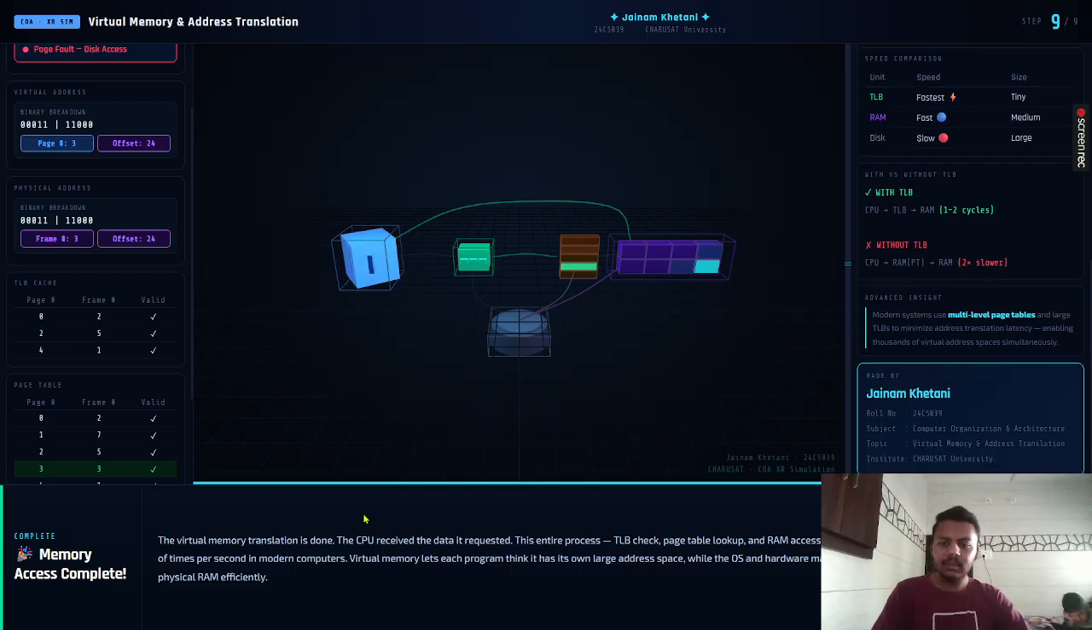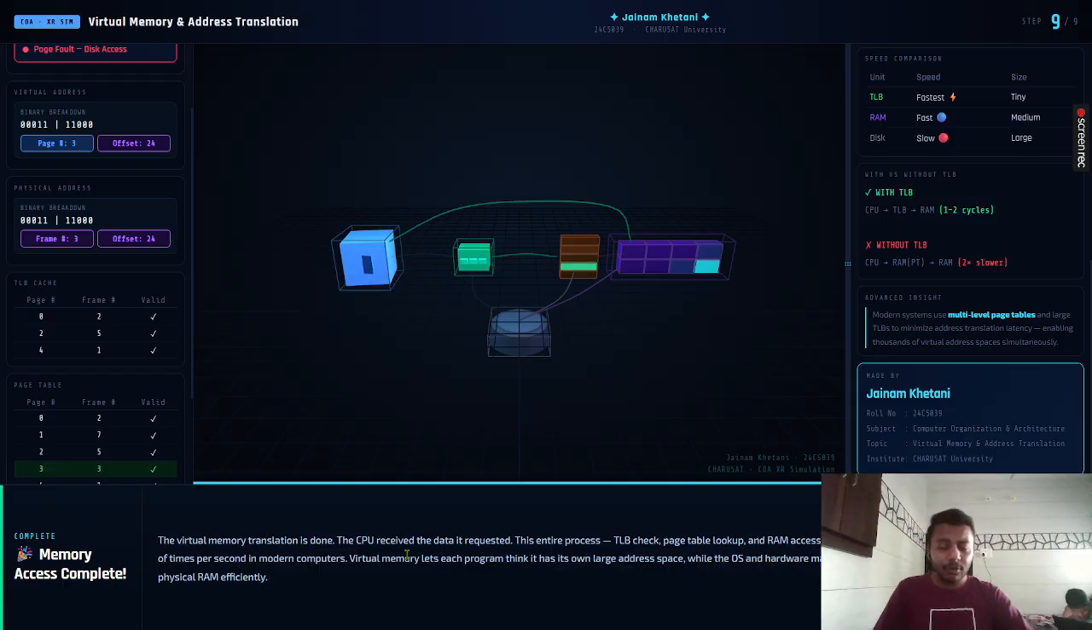Yes, this is my ID number. The virtual memory translation is done. The CPU received the data it requested. The entire process, TLB check, page table lookup, and RAM access, happens billions of times per second in modern computers. So, virtual memory lets each program think it has its own large address space, while the OS and hardware manage the actual physical RAM efficiently.